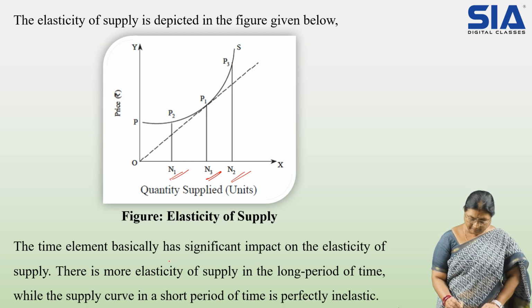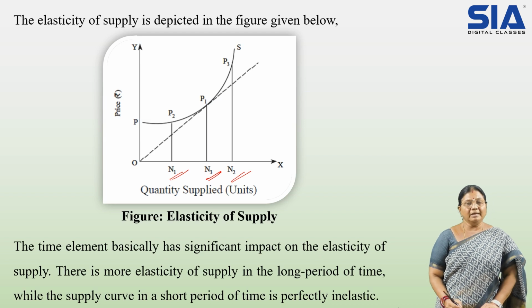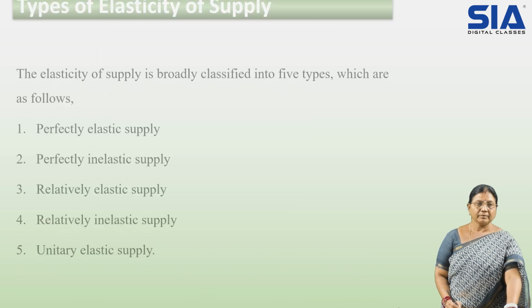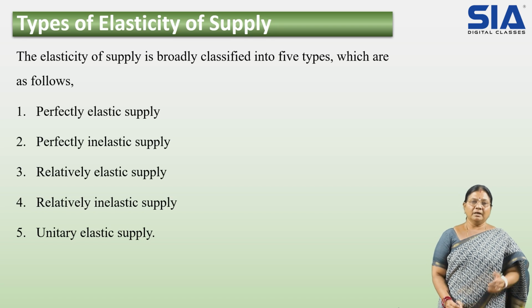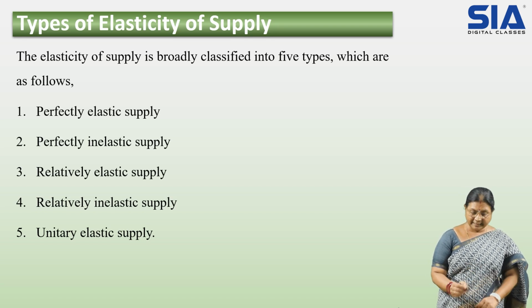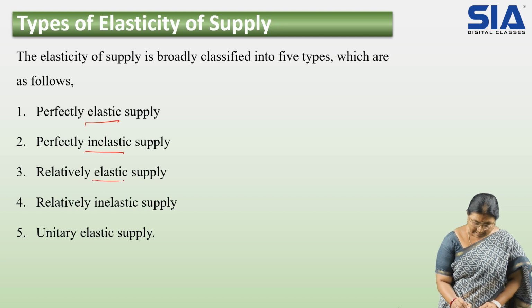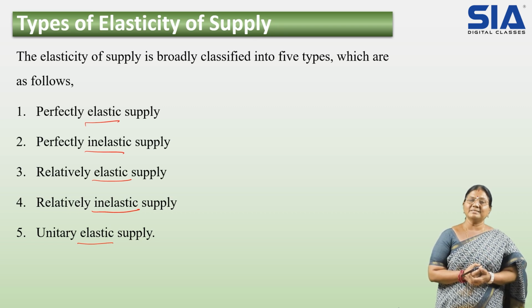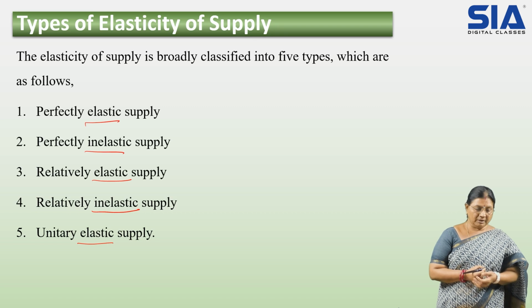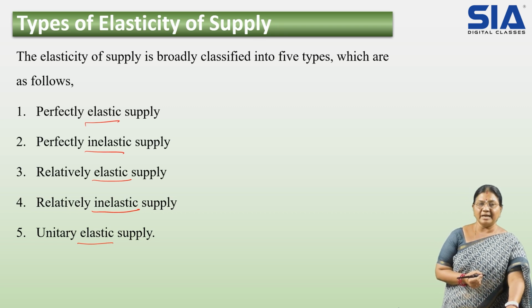The time element has a significant impact on the elasticity of supply. There is more elasticity of supply in the long period of time, while the supply curve in a short period of time is perfectly inelastic. Under this, you have different types of elasticity of supply: perfectly elastic supply, perfectly inelastic supply, relatively elastic supply, relatively inelastic supply, and unitary elastic supply. These types we also discussed in price elasticity of demand. In a similar way we have them in elasticity of supply also. So let us understand one by one.